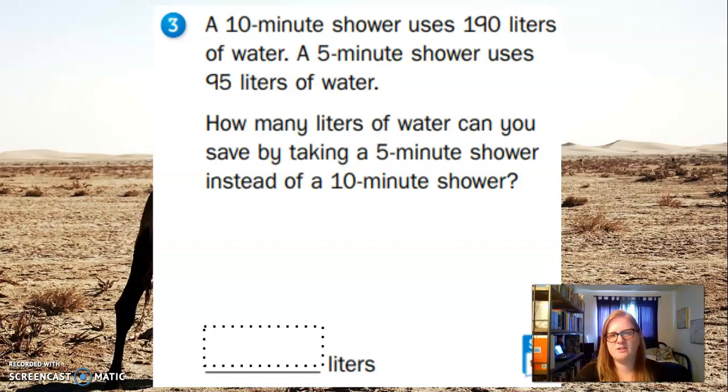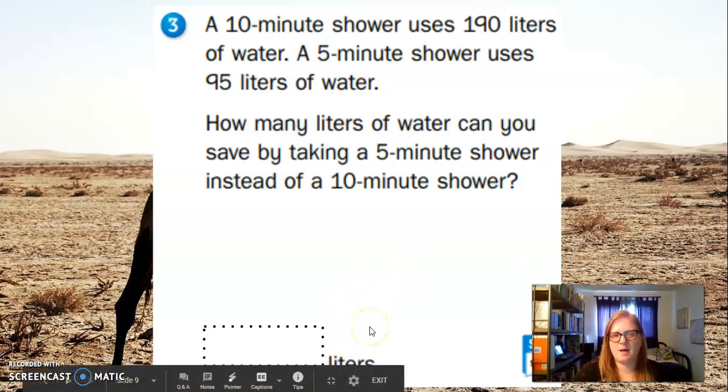A 10-minute shower uses 190 liters of water. Whoops. A 5-minute shower uses 95 liters of water. How many liters of water can you save by taking a 5-minute shower instead of a 10-minute shower? And you can put your answer in the box.